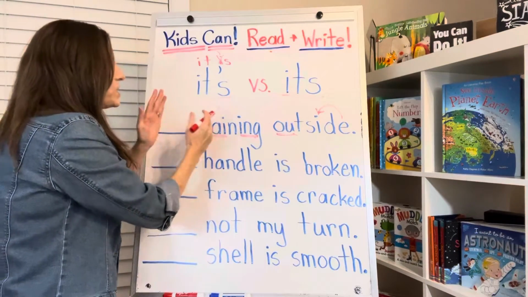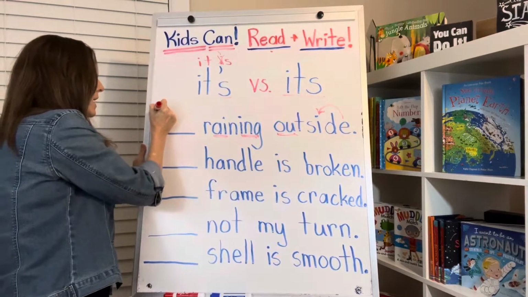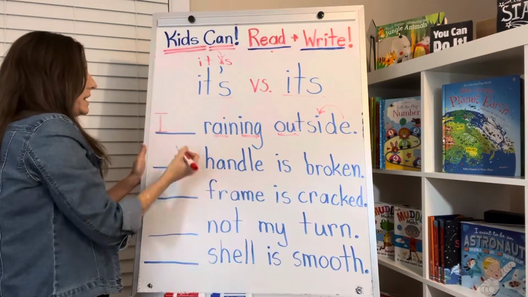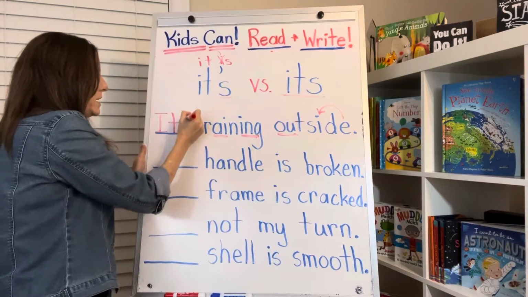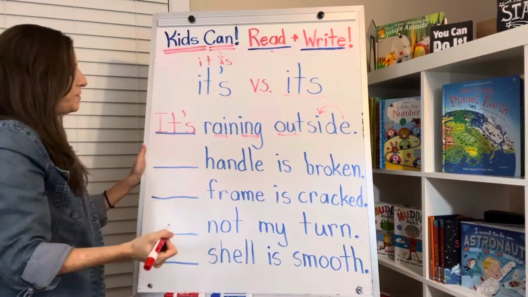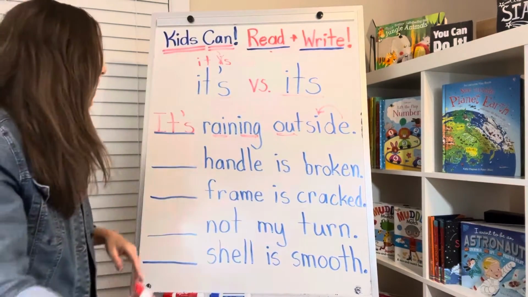It is raining outside. So this one we would put our capital I, because it's the beginning of the sentence, our T, and we want the it is one. So we're going to put the apostrophe S. All right, so how many of you got that one? Good job. All right, let's try this one.